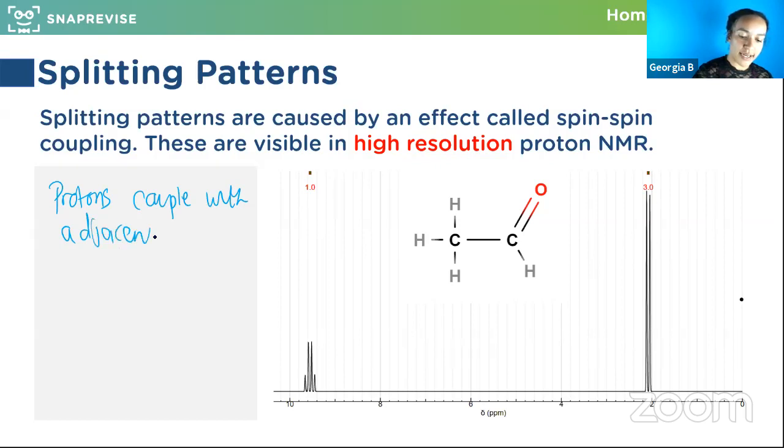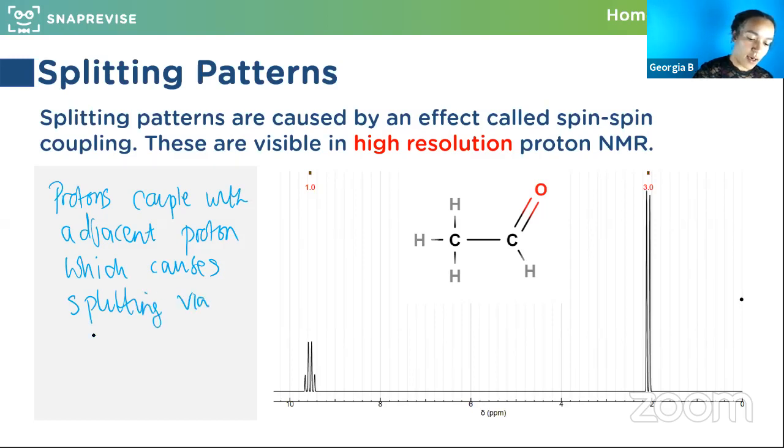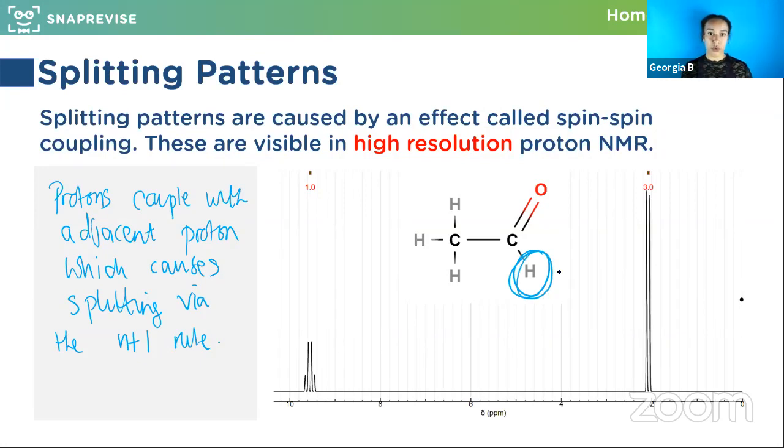So protons on a carbon next door cause splitting via the N+1 rule. By the N+1 rule, I mean, for example, this carbon here, the carbon circled in blue. This is not the splitting of the molecule, it's the splitting of the peak, the wiggly peak patterns we can see on our diagram.